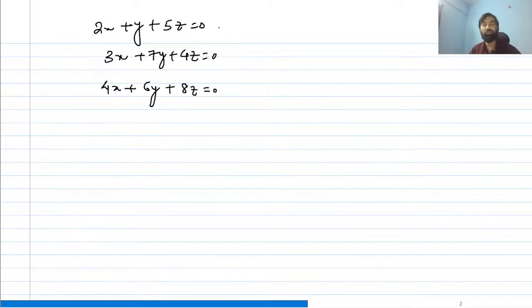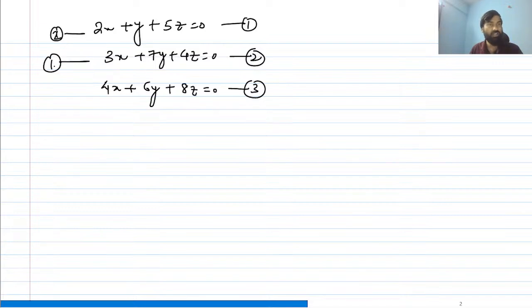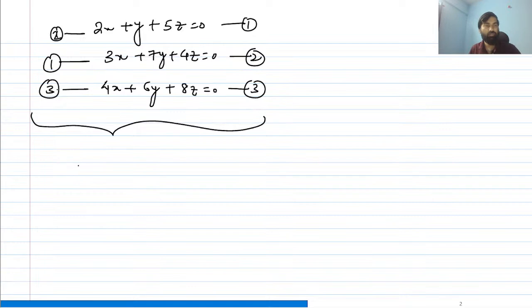Whether you say this is equation number 1, this is equation number 2, equation number 3, or you can also say that this is equation number 1, the second is first, and this is third. You can consider any equation first; your solution of the system of linear equations will not change. So if you are changing the rows, if you are taking the equations differently, suppose this is the first equation, this is the second equation, this is the third equation.